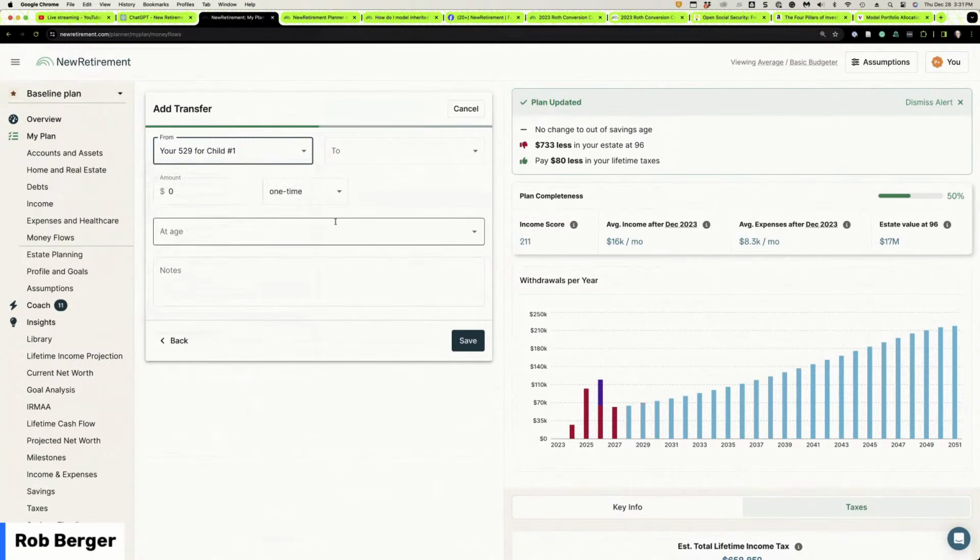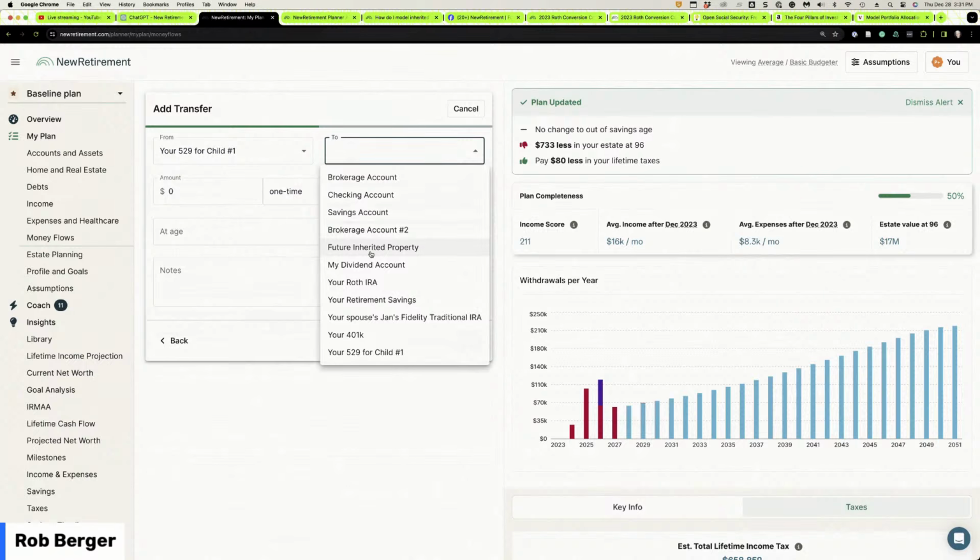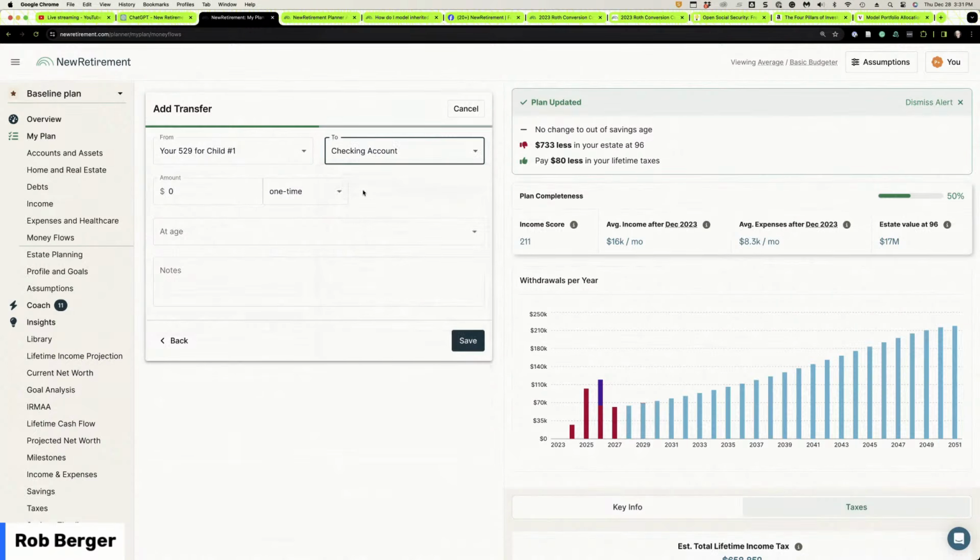And I think here it would just go to your, say, in New Retirement, I think you would just put it to your checking account. Well, I have to think about that now. Because then you would also have to add an expense to expense that out of the system, which you could do. I'm just wondering if there's an easier way to do that.